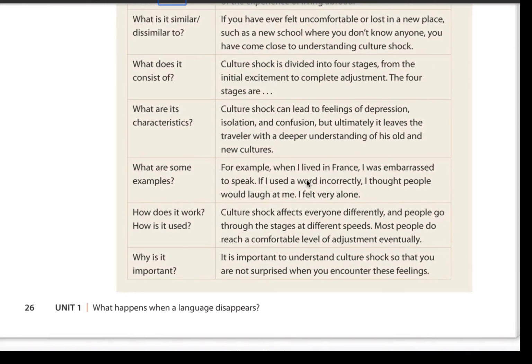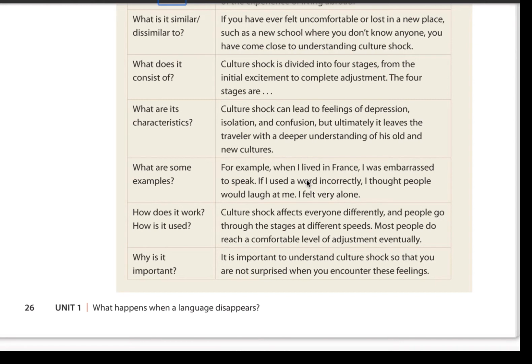Now, the examples, you definitely want to be able to provide an example. And this person provides a personal example. It says, when I lived in France, I was embarrassed to speak. If I used the words incorrectly, I thought people would laugh at me. I felt alone. I felt shy. My self-esteem was affected. That kind of thing that you could add as a personal example.